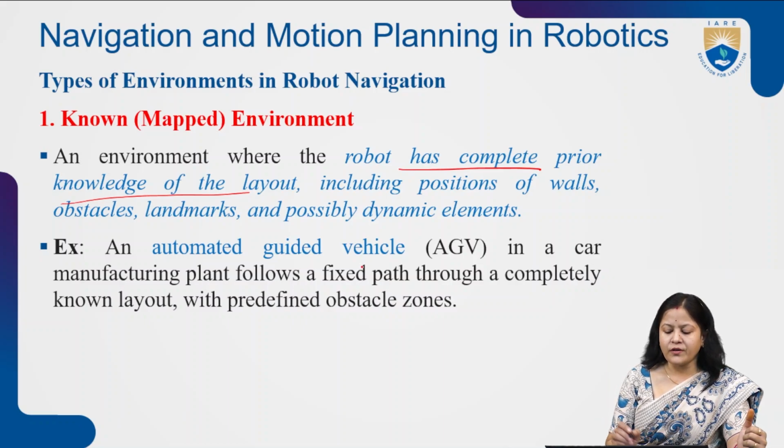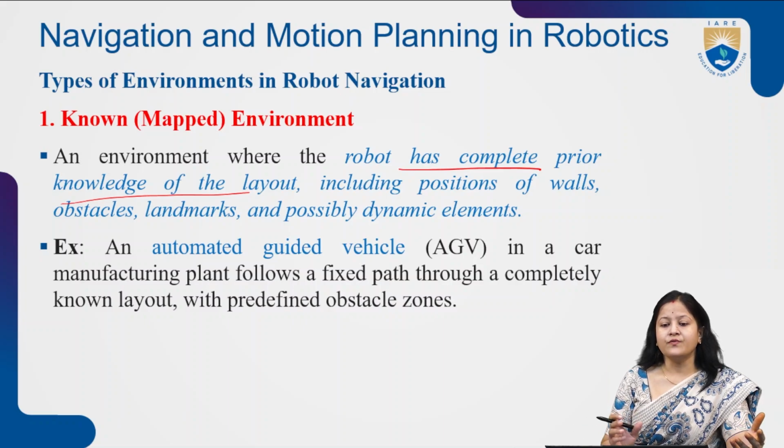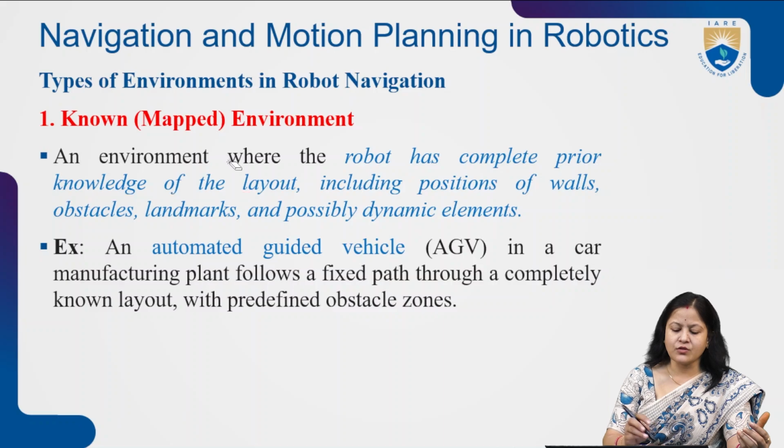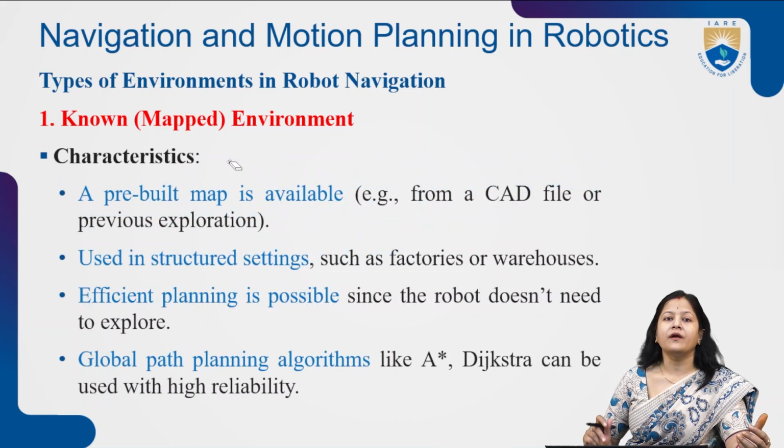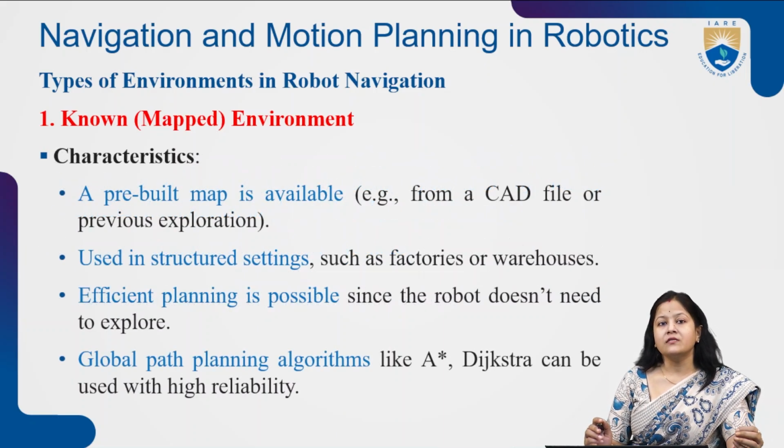There, these robots work in what is called the known environment. For example, an automated guided vehicle (AGV) in a car manufacturing plant follows a fixed path through a completely known layout with predefined obstacle zones. Or else, you can take the example of the robots used in hospitals or in manufacturing industries. That is also a kind of known environment. These are a few characteristics of the known environment.